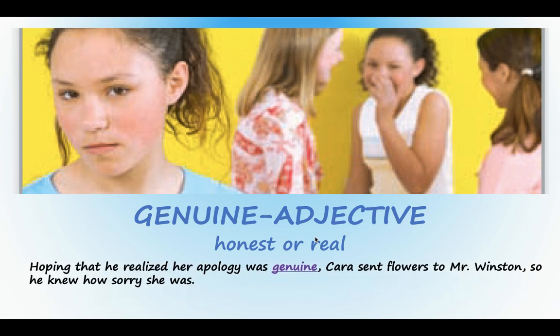Hoping that he realized her apology was genuine, Kara sent flowers to Mr. Winston, so he knew how sorry she was. Maybe with the picture, we can say the girl realized that her three friends were actually not genuine friends because they were talking about her at recess, right? They're not her real friends because real friends don't talk about each other.